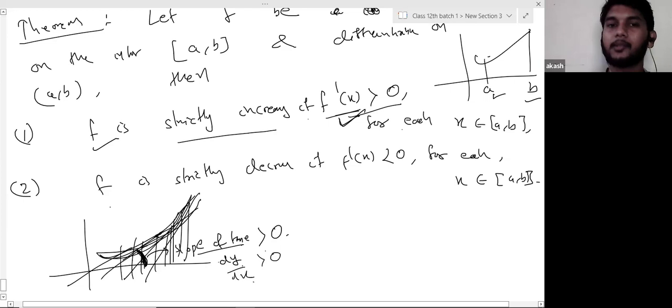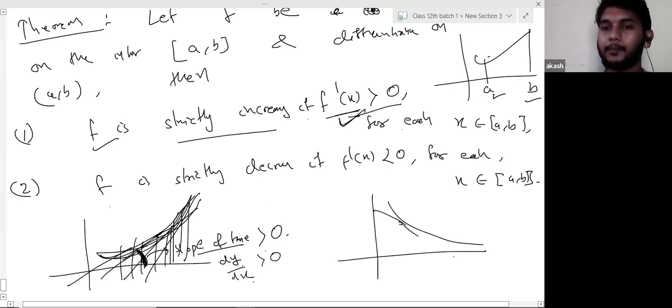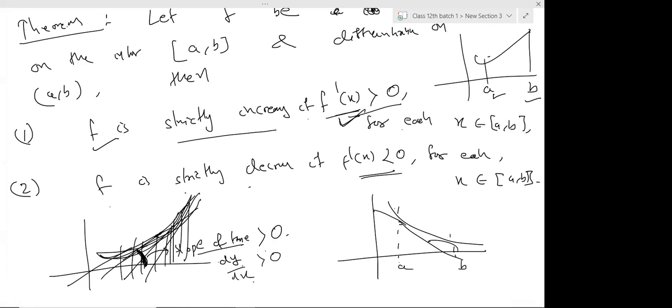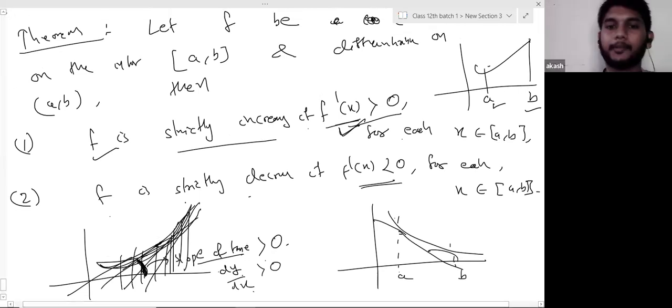All right. The reverse is true for strictly decreasing. If you draw a tangent here, this is the slope, that is an obtuse angle. For an obtuse angle, tan theta is negative. So if differentiation is negative, the graph is strictly decreasing, and this should happen for all the x in this domain a to b, on this interval. All right, is this clear? Yes, sir. All right, please note it down, very important.